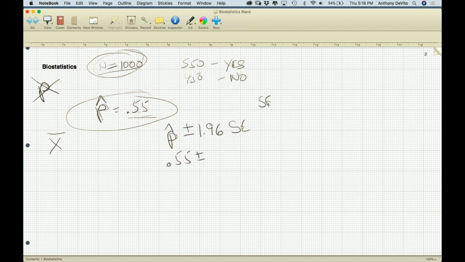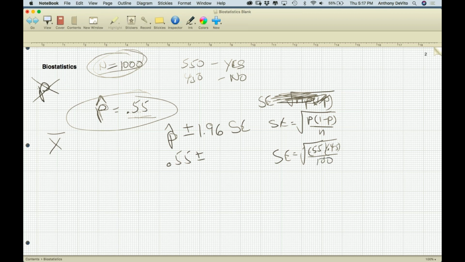So what about standard error? Well, in this case, the way we calculate standard error, I won't go into the derivation of this, but standard error is equal to the square root of n times p times 1 minus p. Do I got that right? No, that's the binomial distribution. Okay, standard error is equal to the square root of p times 1 minus p over n. I'm having a senior moment here. Okay, let's see if that works out. That's equal to the square root of 0.55, 1 minus p is 0.45, times 0.45 over 1,000. Let's see what that works out to be.